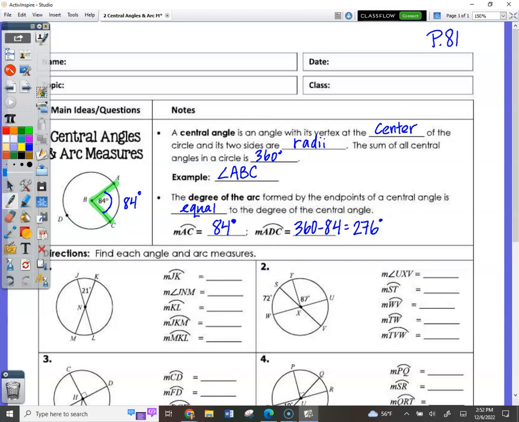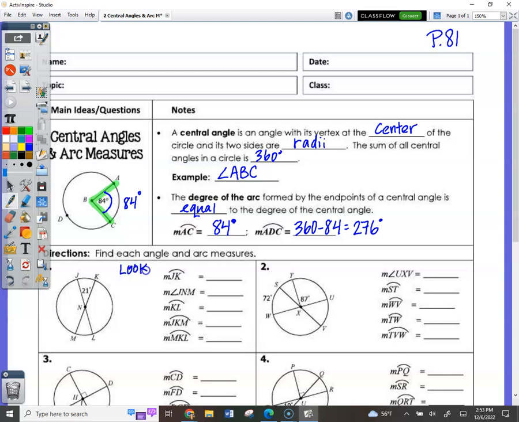That's the technique for these problems. Now, we do have a helpful part. If your picture has diameters in it, diameters cut circles in half, creating 2 semicircles which measure 180 each. That's huge. So I want you right here in the very first example, I want you to write this.